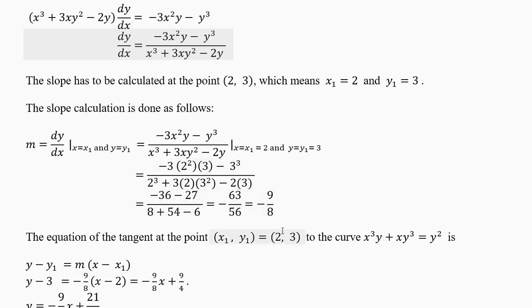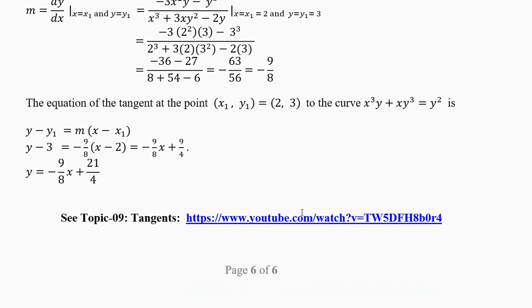Please do not write it in any other form. It is minus 9 by 8. Do not write it like minus 1.125. It looks funny, though it is correct. Don't touch your calculator. Now equation of the tangent is y minus y1 equal to m into x minus x1. We know y1, we know x1, we know the slope. So y minus 3 equal to minus 9 by 8. Please remember the slope is negative in this question. X minus 2. Now x1 is 2, y1 is 3. So y minus 3 equal to minus 9 by 8 into x minus 2.